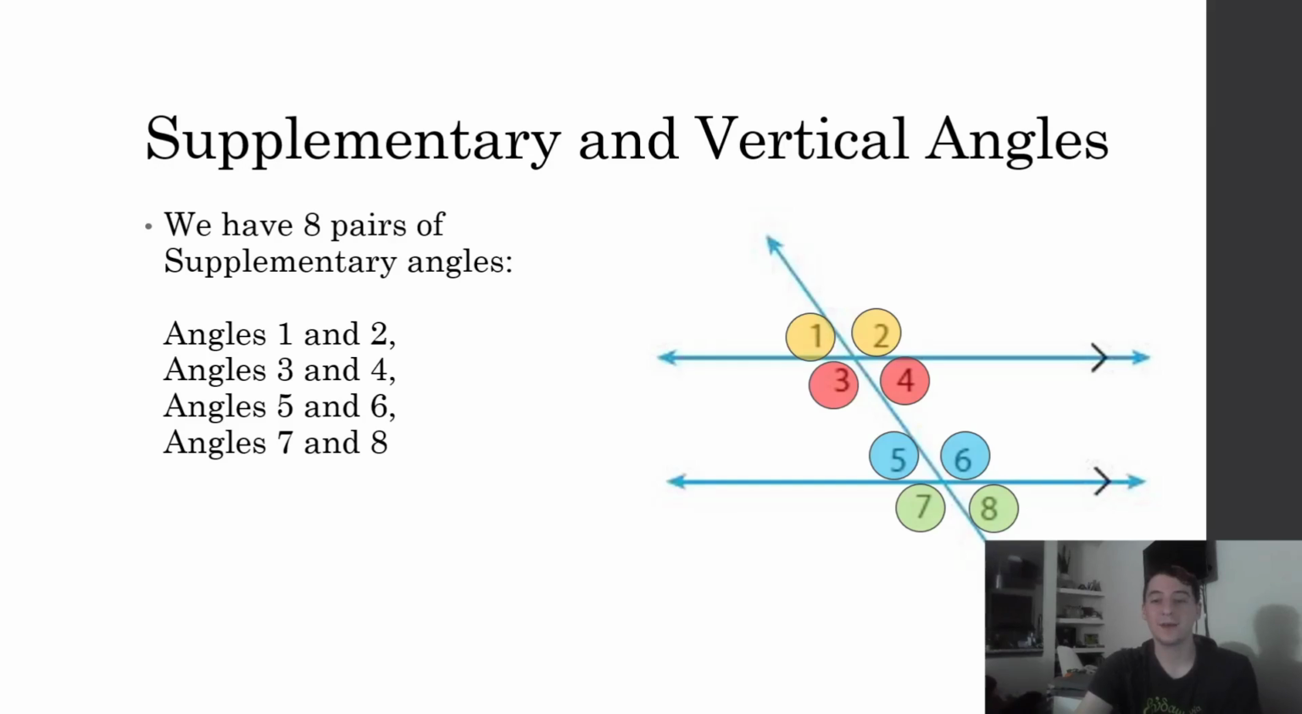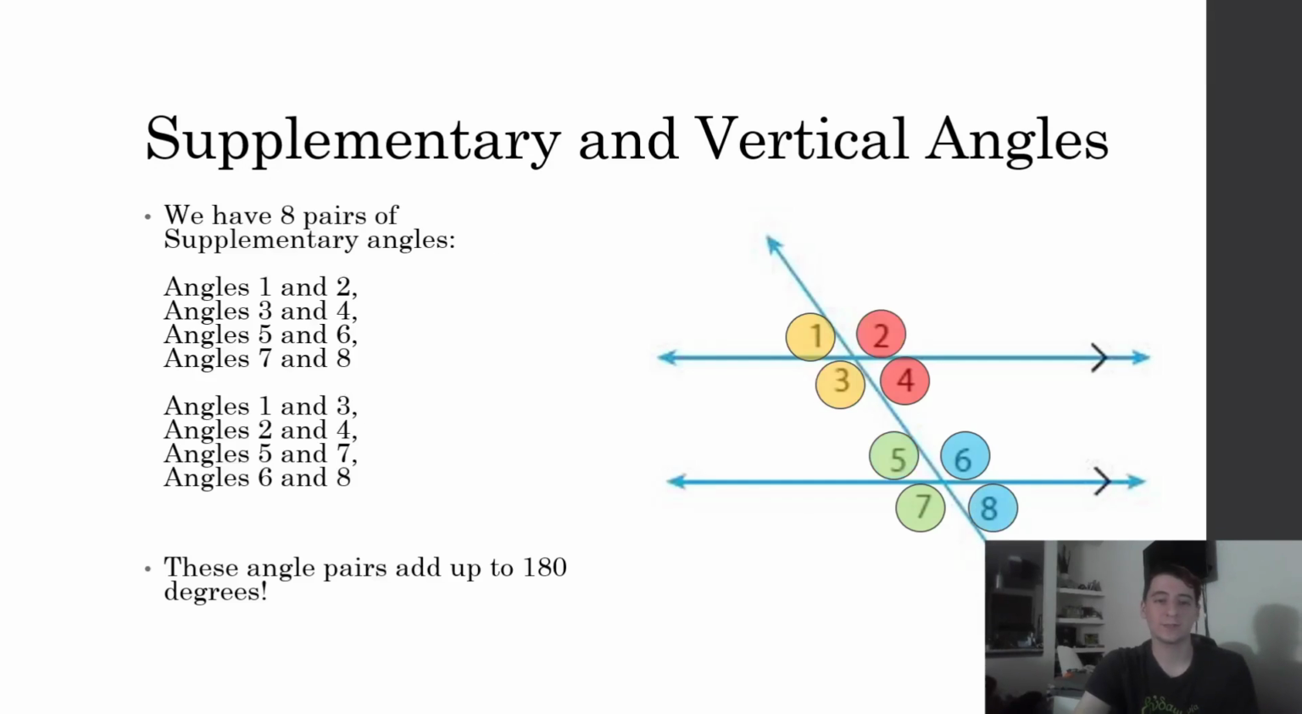And the same with angles 3 and 4 on the other side. When you add those up, those equal 180 degrees and form a line. Angles 5 and 6 and angles 7 and 8 are similar. But you can also do it for the transversal, which is why there's 4 extra pairs. So angles 1 and 3, angles 2 and 4, angles 5 and 7, and angles 6 and 8, when you add those angles up, those add to 180 degrees.